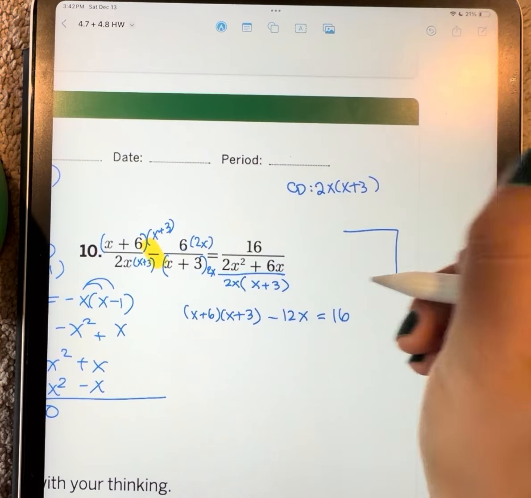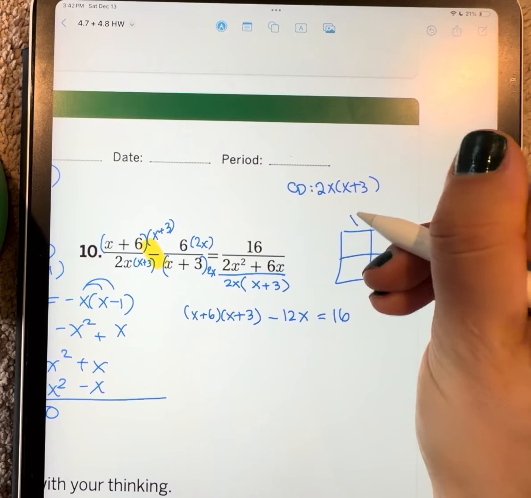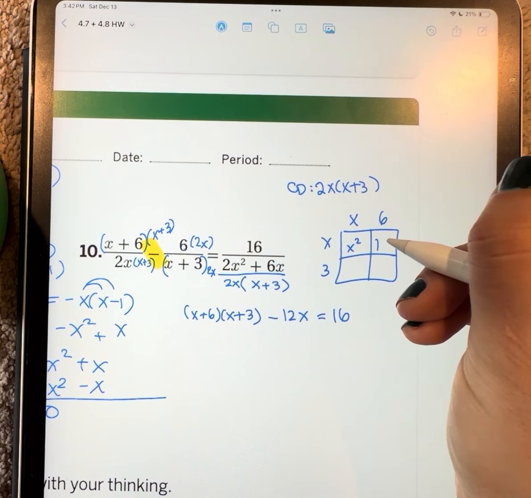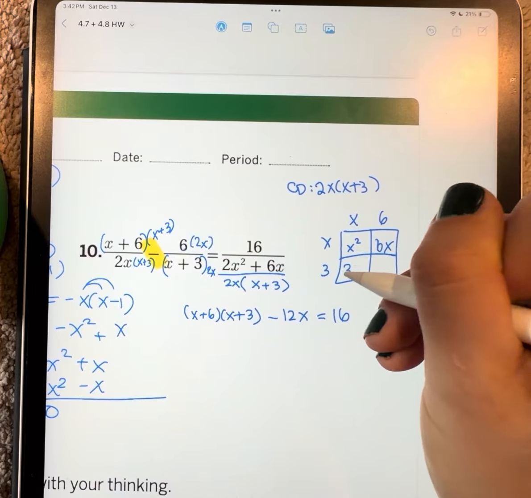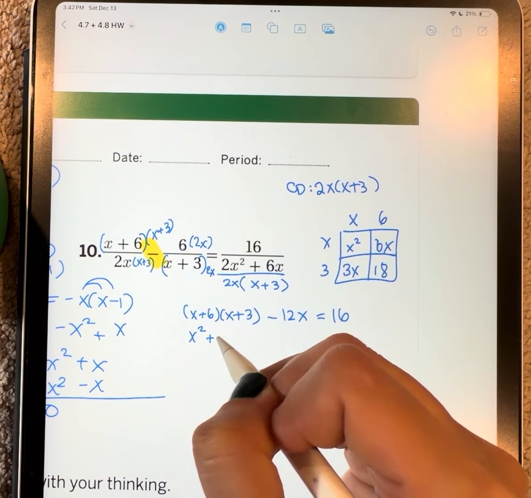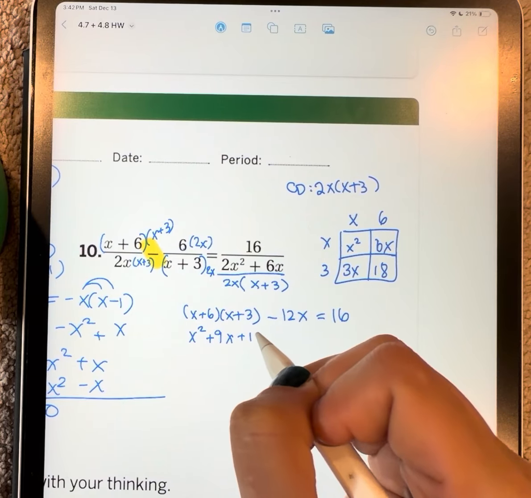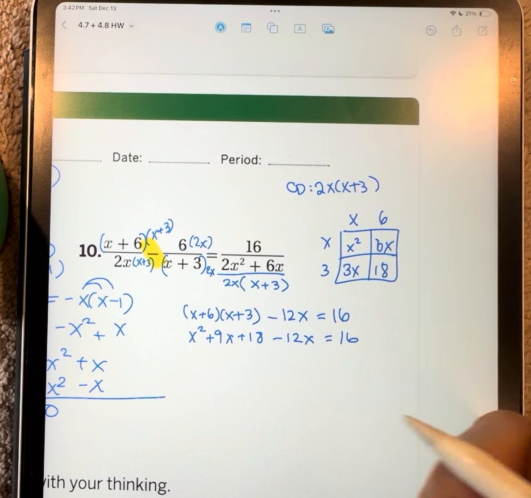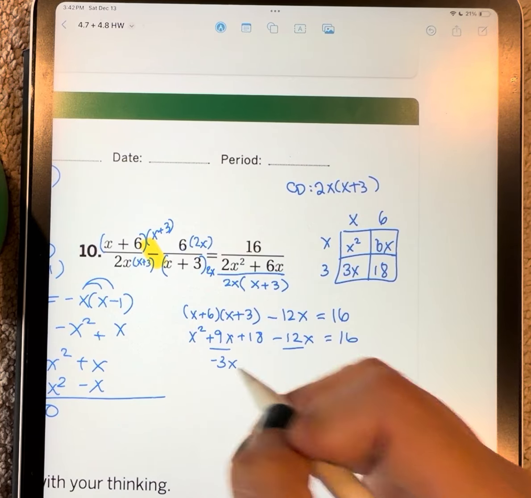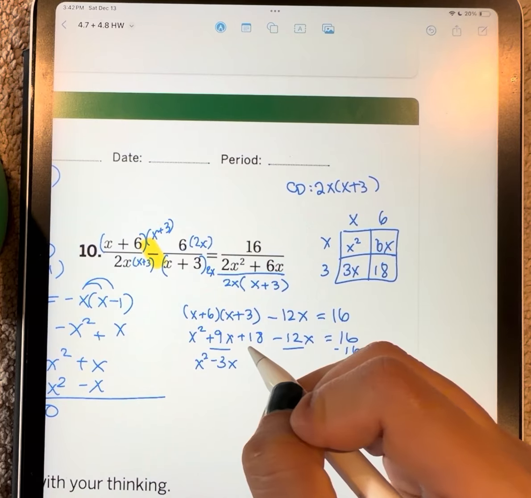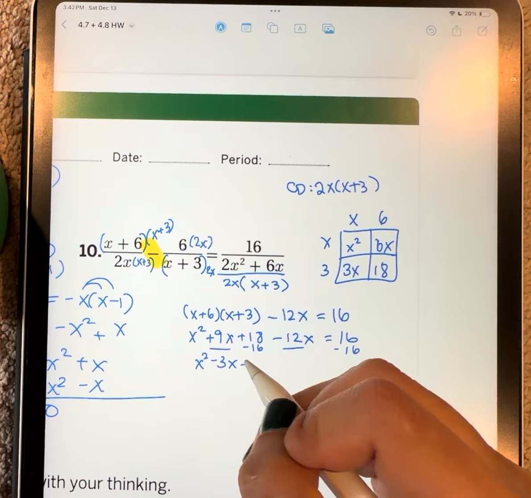Okay, let's go to the box to multiply out x plus 6 and x plus 3. And that is x squared plus 9x plus 18 minus 12x equals 16. And then 9x minus 12x is negative 3x, x squared. And can we subtract the 16 since we know we're going to have to anyway?